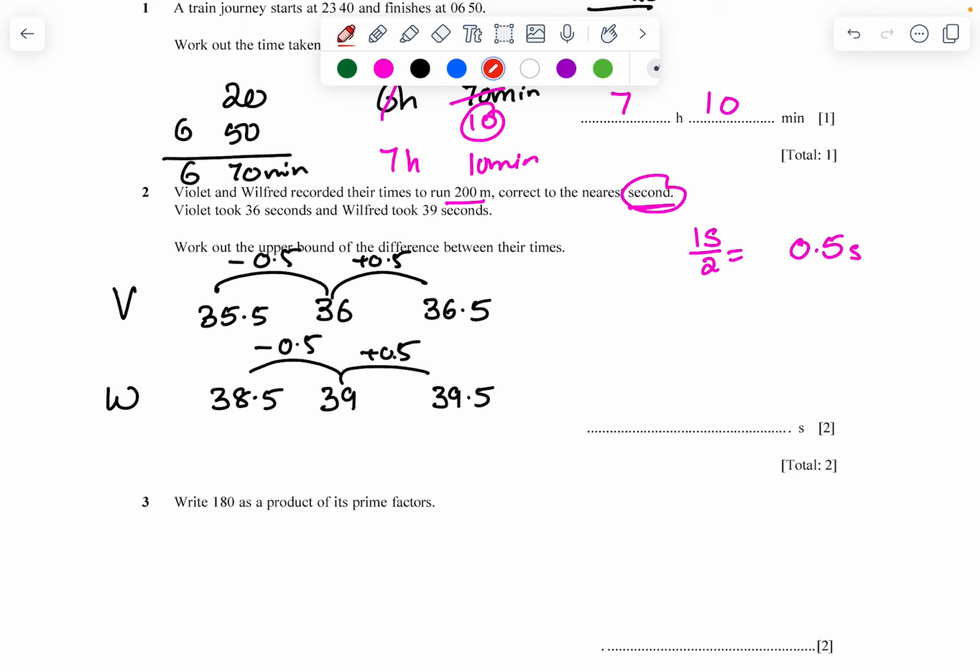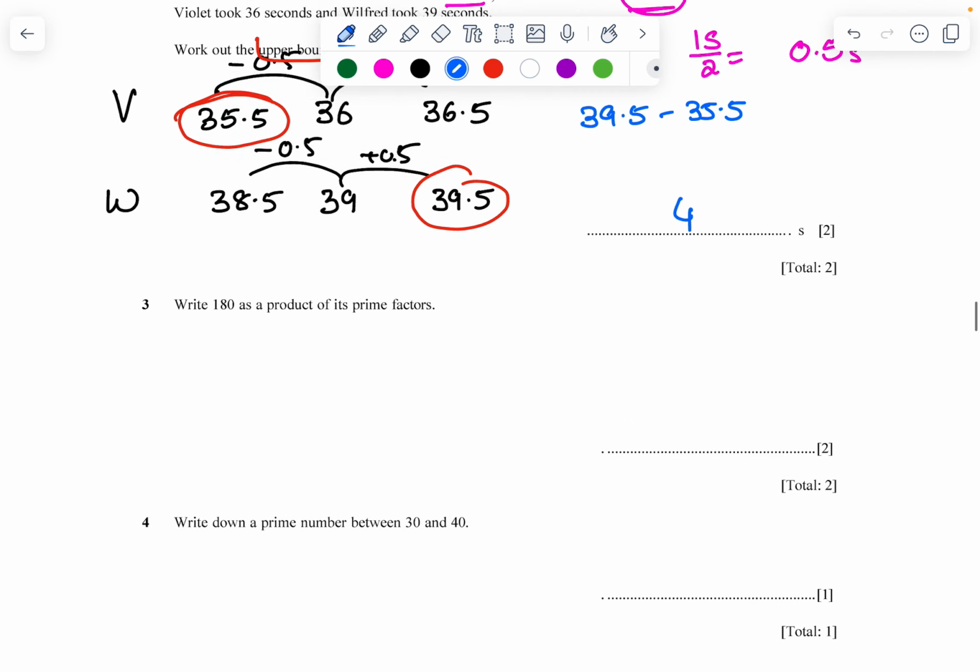What is being asked? Write down the upper bound of the difference, so the maximum difference. So I take the lower bound from here and the upper bound from there. So 39.5 minus 35.5, which is going to be 4.